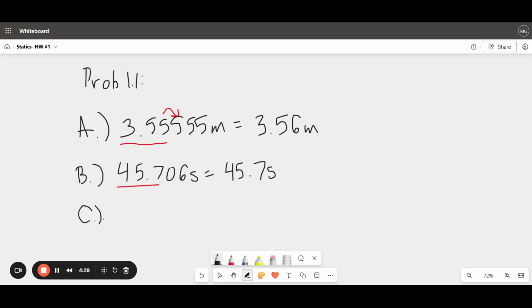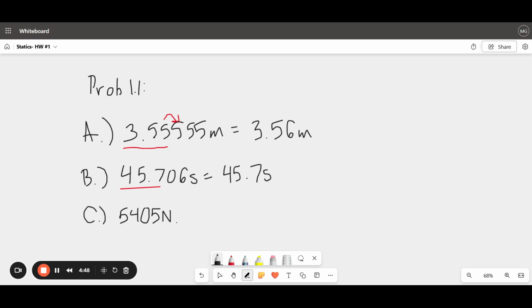Okay, part C, I got 5,405 newtons. And again, we're going to put it to 3 significant figures. But in this case, it's going to be special, because you can't put 3 significant figures unless you change the unit. So you guys are probably thinking, hey, in that case, just put this, right? That's probably what you're thinking when you initially just want to solve it.